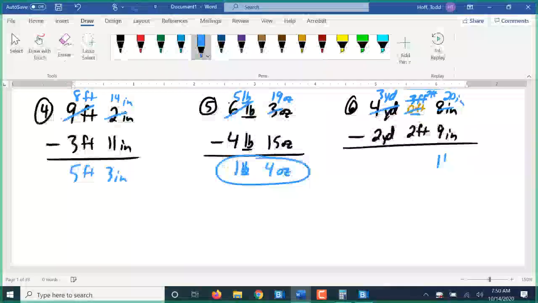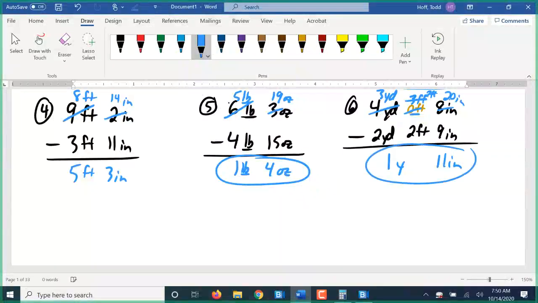20 minus 9 is 11 inches. 2 minus 2 is 0 feet, and 3 yards minus 2 yards is 1 yard. So I get 1 yard and 11 inches there. Any questions on those?